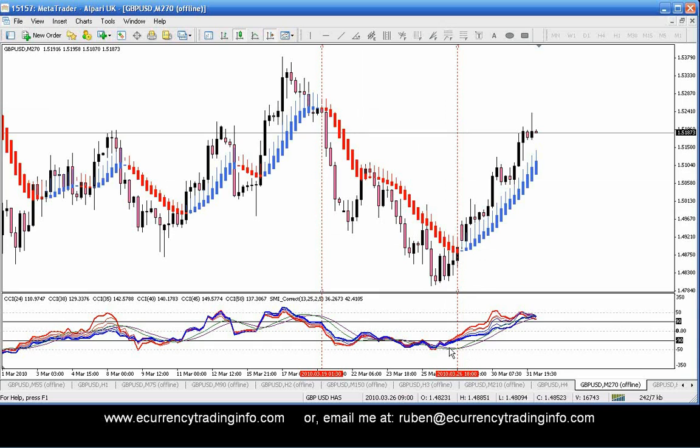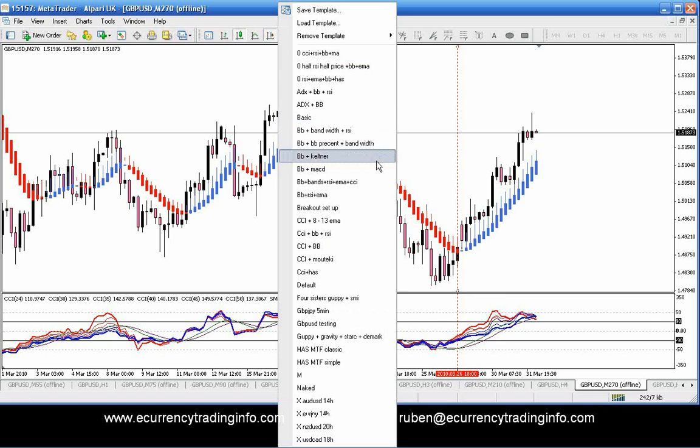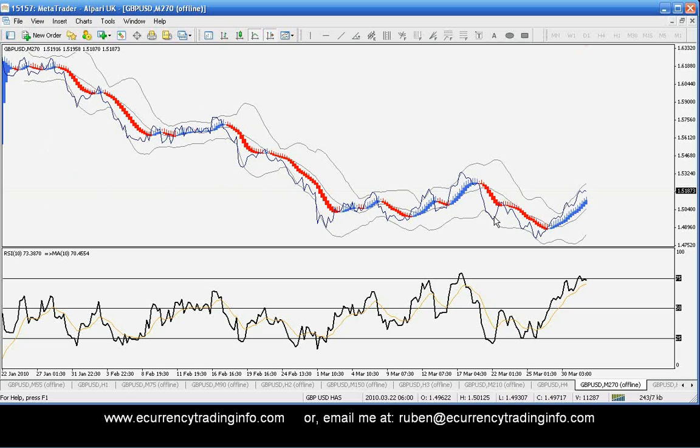Also, the SMI had turned. There was a cross on the SMI. CCI is really compressed. When I put my RSI, especially, where is the RSI? Okay. RSI, we can get rid of this Bollinger Bands.